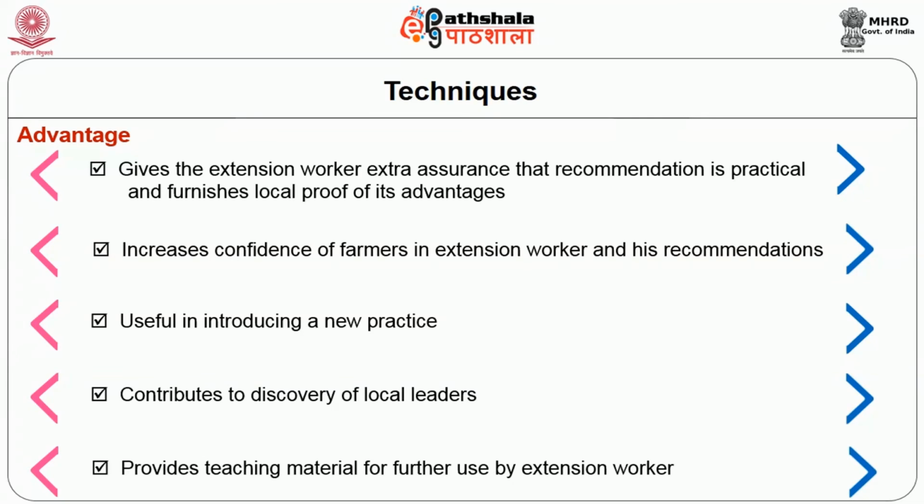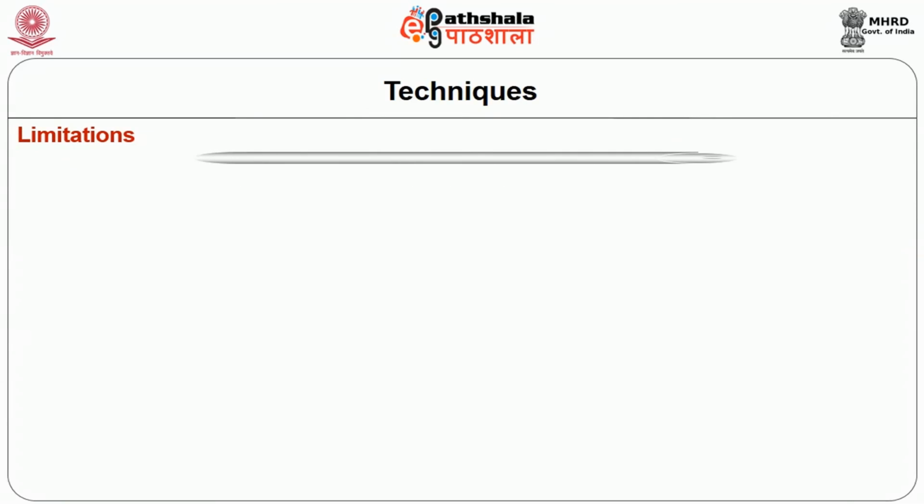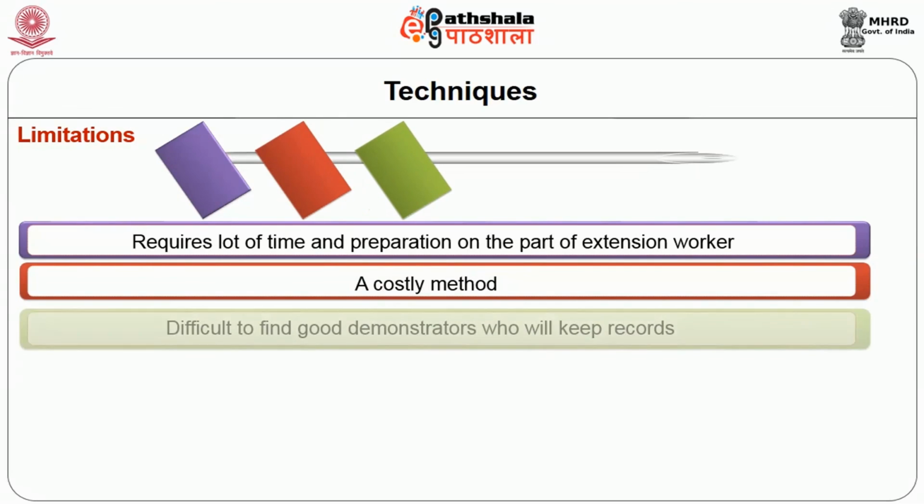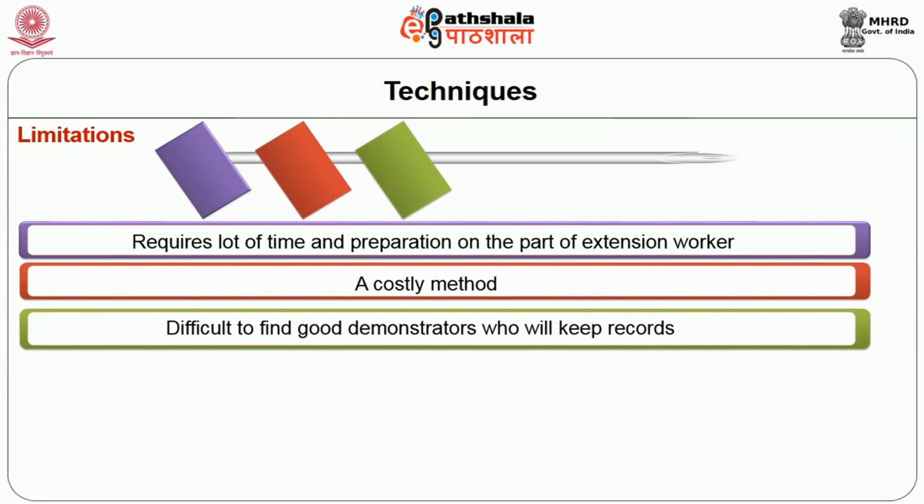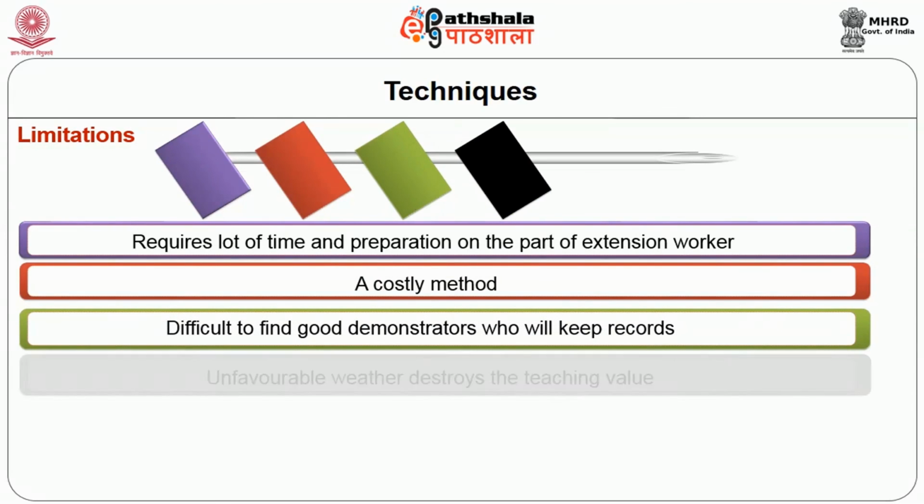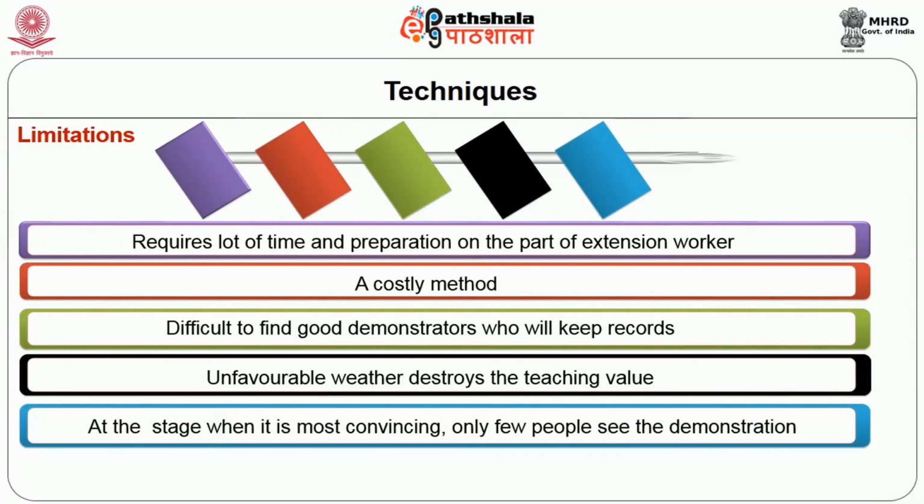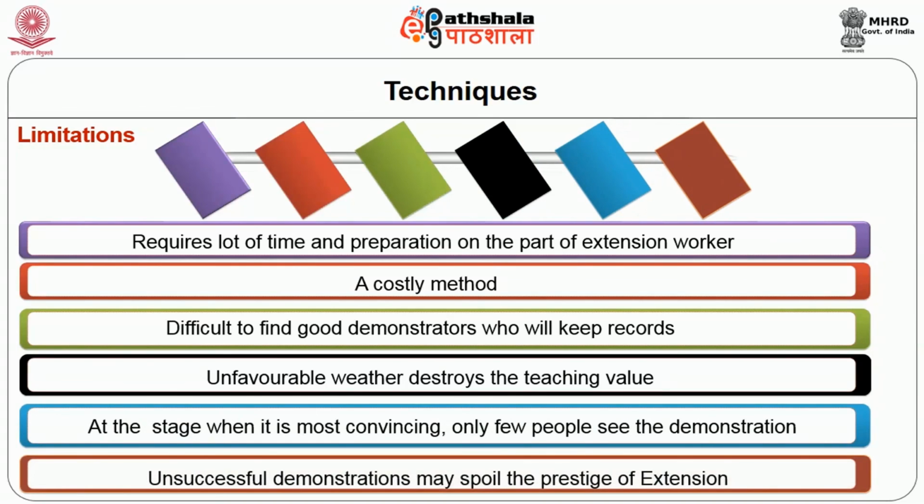And the limitations of result demonstrations are: it requires a lot of time and preparation on the part of the extension worker, it is a costly method, it is difficult to find good demonstrators who will keep records, and unfavorable weather destroys the teaching value. At the stage when it is most convincing, only a few people will see the demonstration. An unsuccessful demonstration may spoil the prestige of extension and lead to loss of confidence.